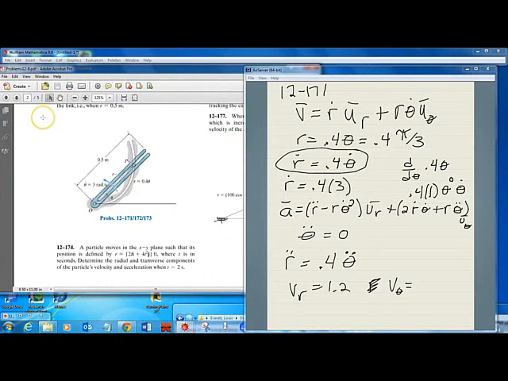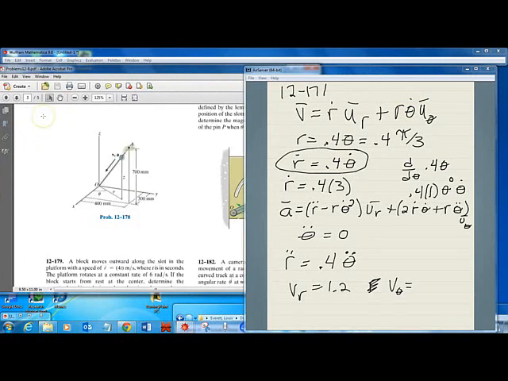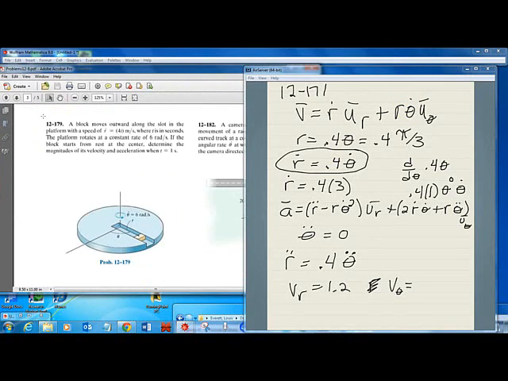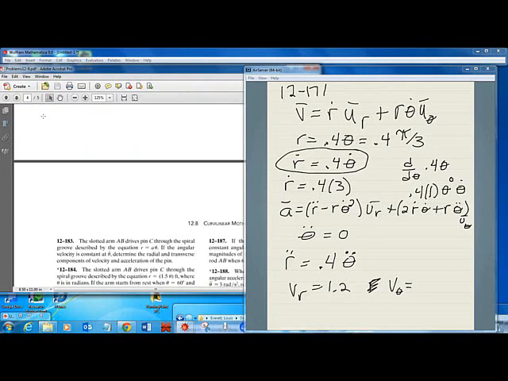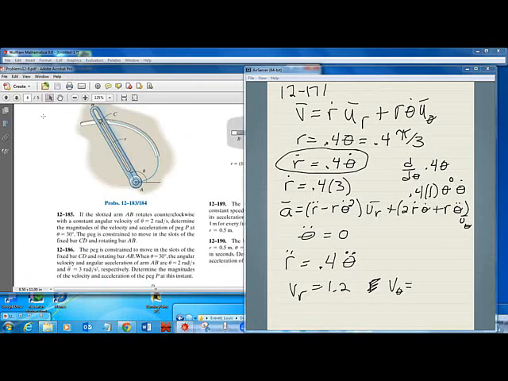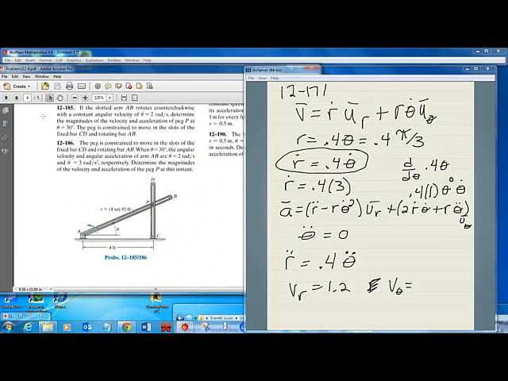$179. Did I do this one yet? Oh, I did. Okay, then I did 167. Okay, let's try 185. How's about this one? 185.